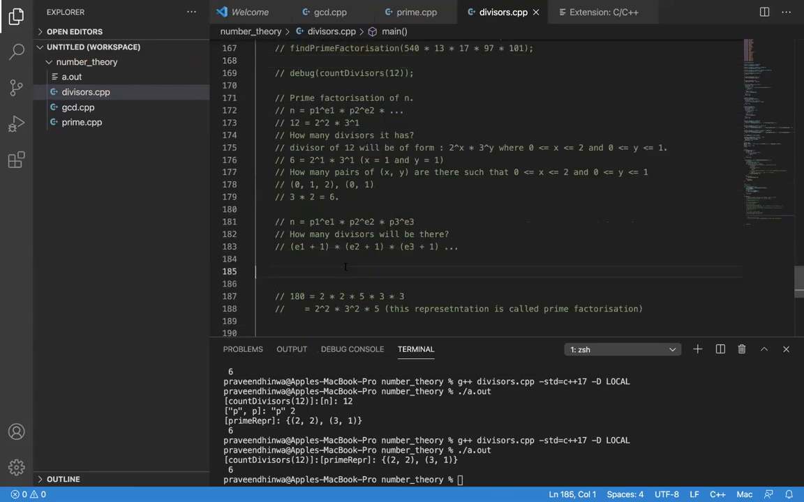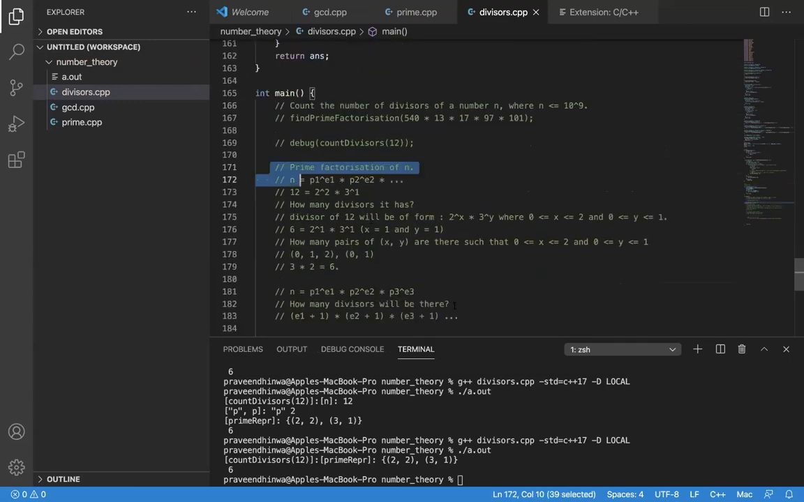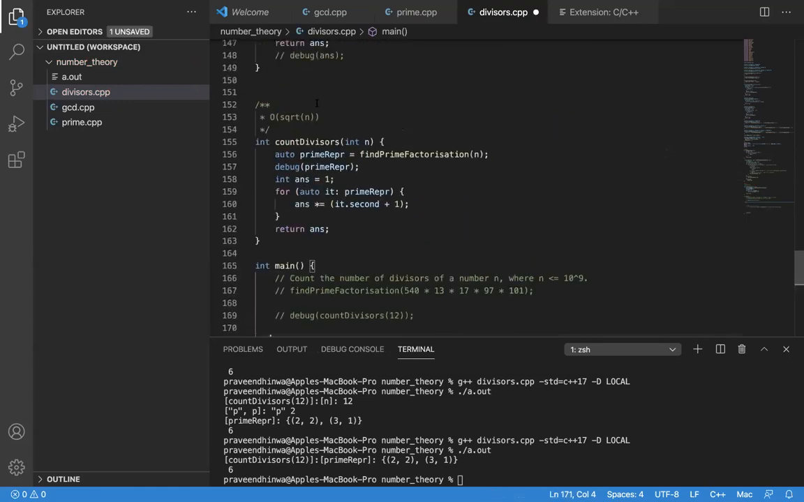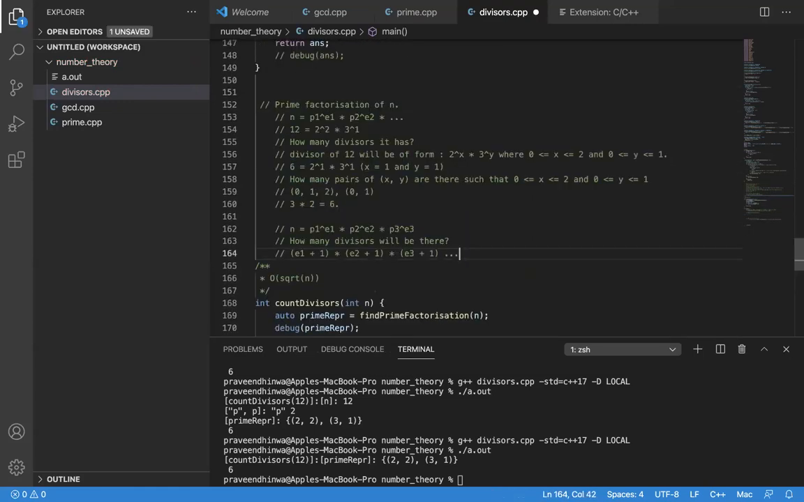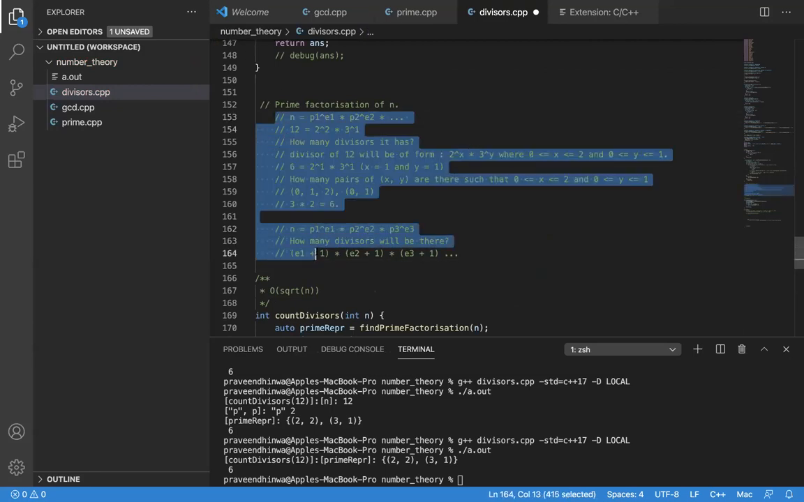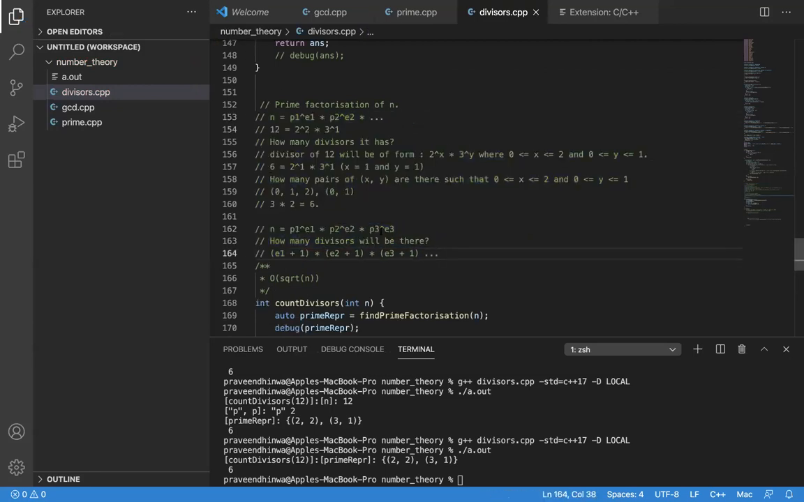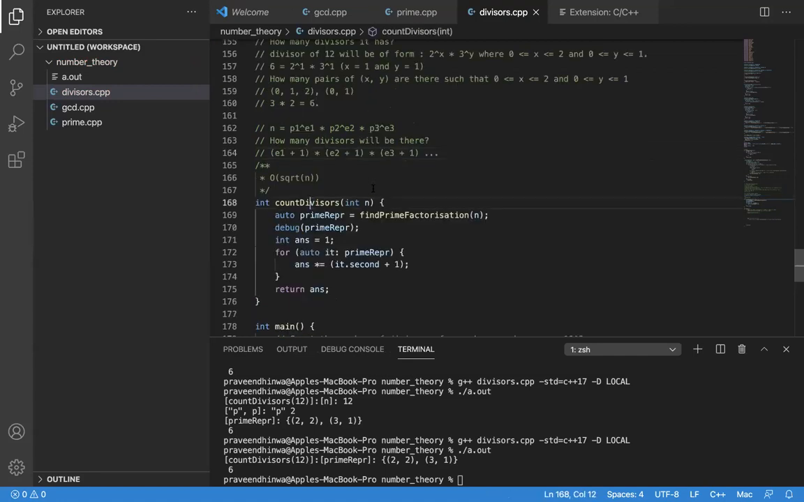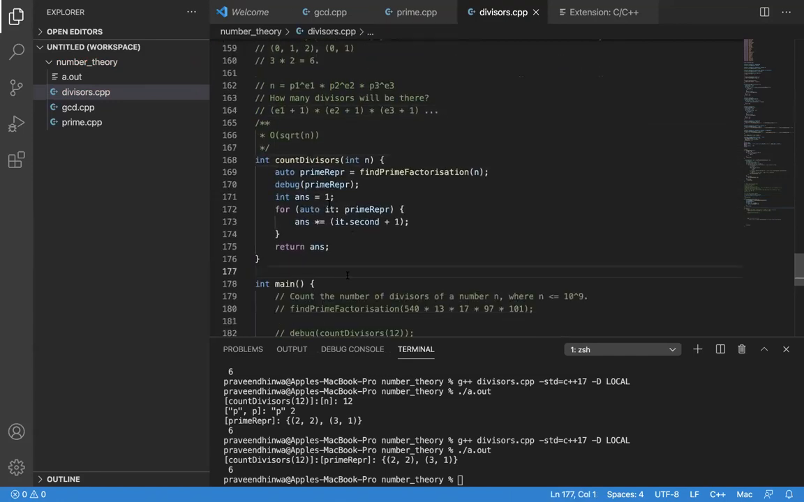So now let me just move it to the right place. If anyone has any doubt, let me know. Before proceeding further, let me know. I'll be happy to answer. Does anyone have any doubt in whatever I have told till now?